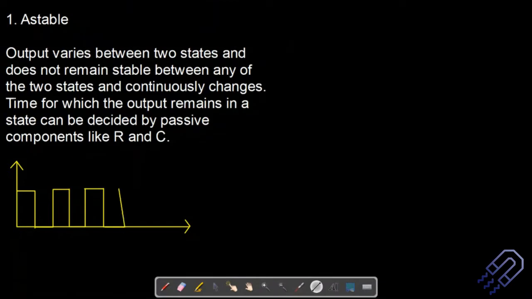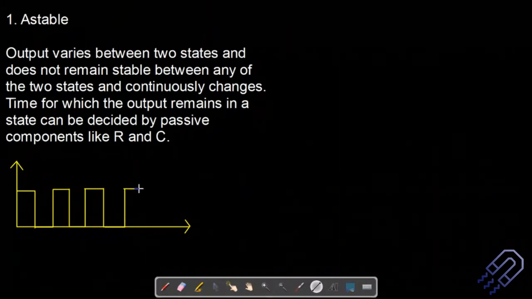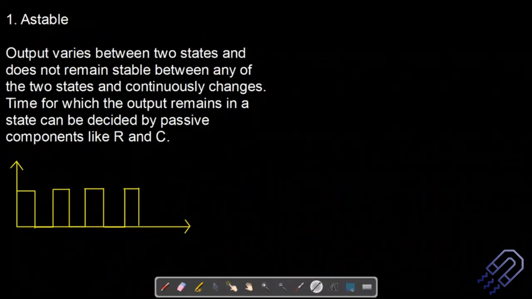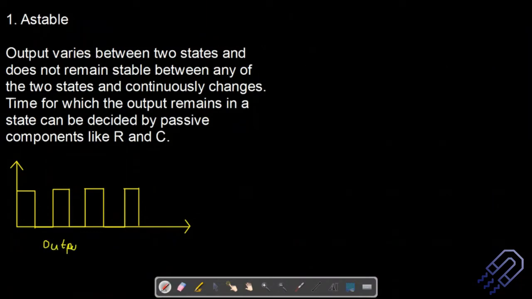In both the states, the system output will remain for some time and get back to the other state, and this will keep on happening. So this is what happens usually in a multivibrator, and this is an astable multivibrator. In neither of these states can the system remain for a long period. That is an important part. So that is about your astable multivibrator.